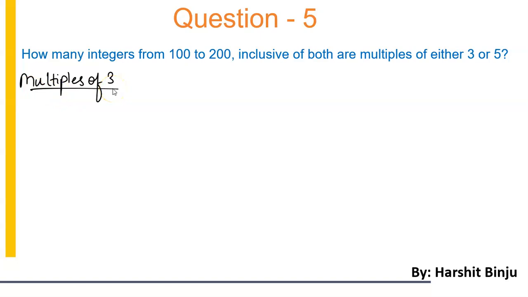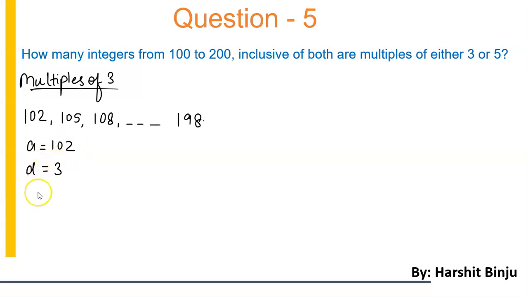Now, when we start from 100, the very first multiple of 3 will basically be 102. The very first multiple will be 102. The next one will be 105, then the next one will be 108, and so on and so forth. It will be up till 198. 198 will be the last multiple of 3. So this is a sort of an arithmetic progression where your first term is 102, your common difference is 3, and your last term is 198.